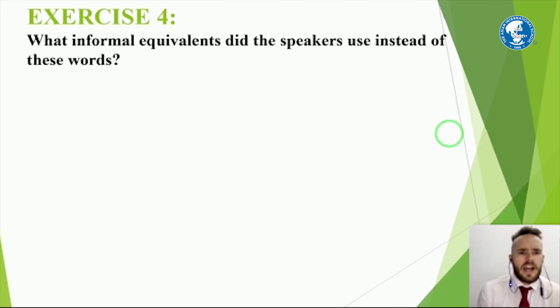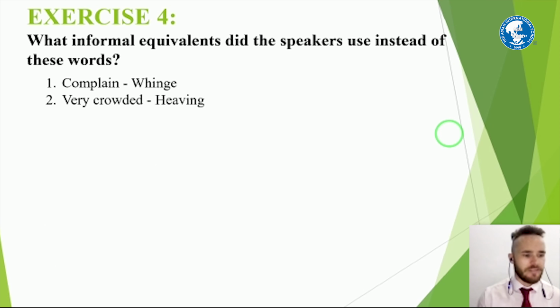Exercise 4, we're looking at informal equivalents. So an informal way of saying the same thing. So what did the speakers use instead of the words underneath? You can see for speaker 1, the first thing we had was complain. And the word which they used instead was whinge. Whinge, to complain.